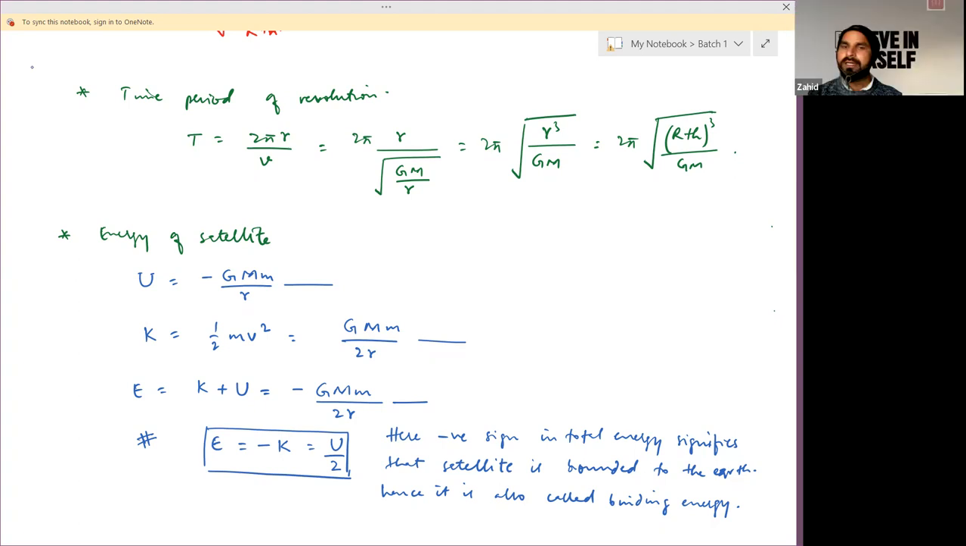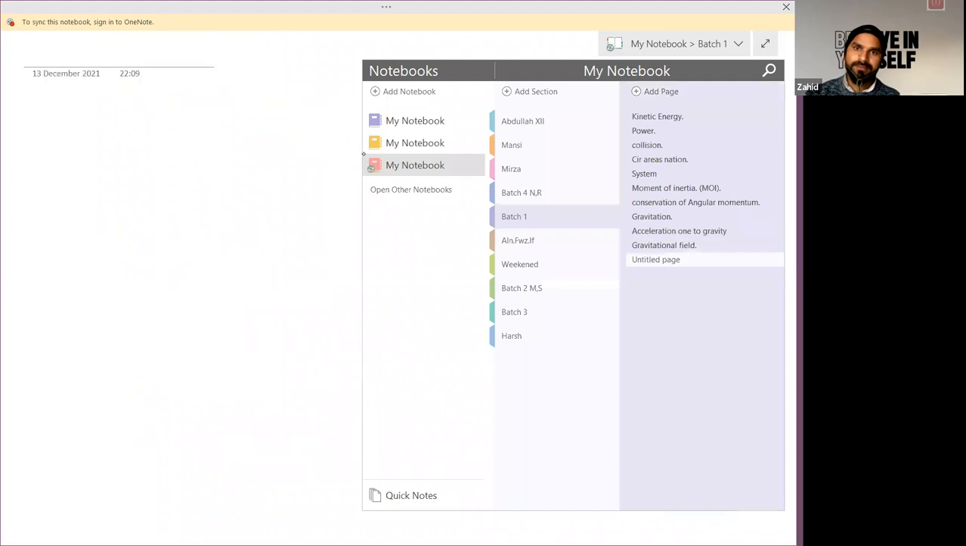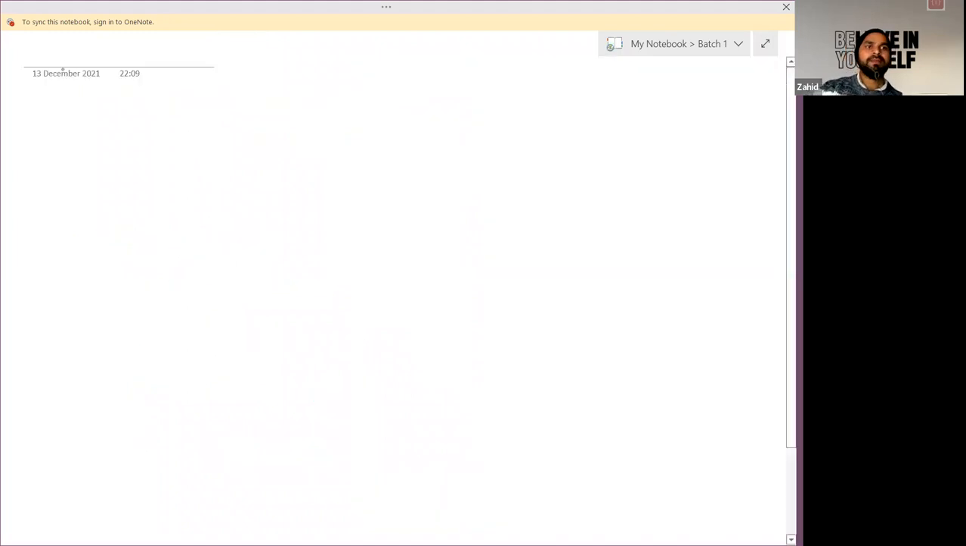So this is the entire part of gravitation up to this point. So we have just finished this. So let's start a new chapter from the second term syllabus: Mechanical properties of solids.